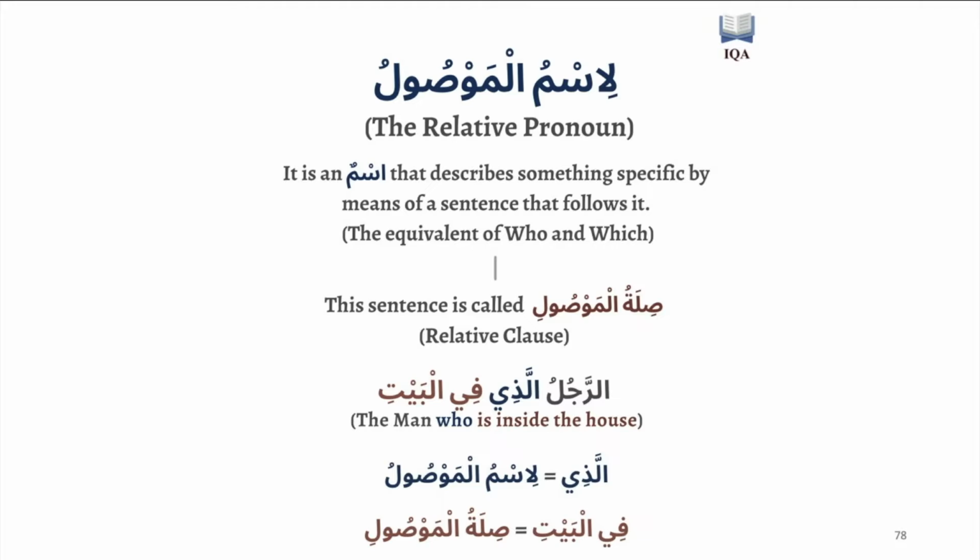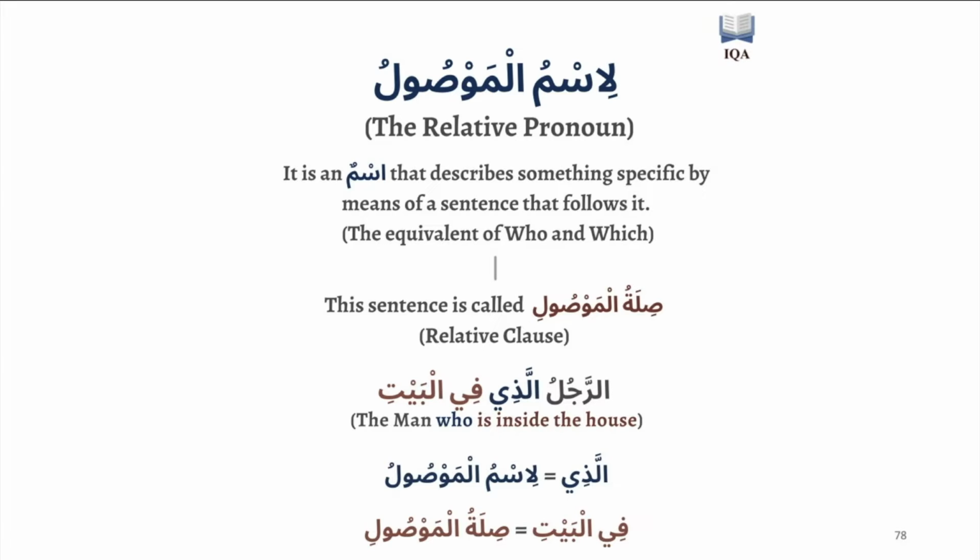Alhamdulillah, in this lesson we'll be speaking about al-ism al-mawsool, which is the relative pronoun. The relative pronoun, the ism mawsool, is an ism that describes something specific by means of a sentence that follows it. This is a very complicated way to just say that it's the equivalent of who and which in English. So the ism mawsool is how you're going to say who, and how you're going to say which in the Arabic language. But if you want to go into more detail, it's an ism that describes something specific by means of a sentence that follows it.